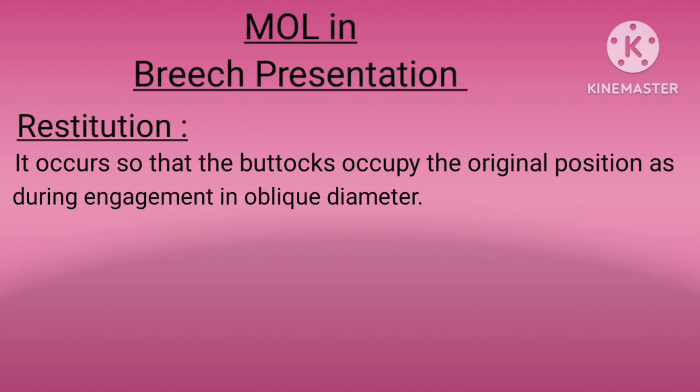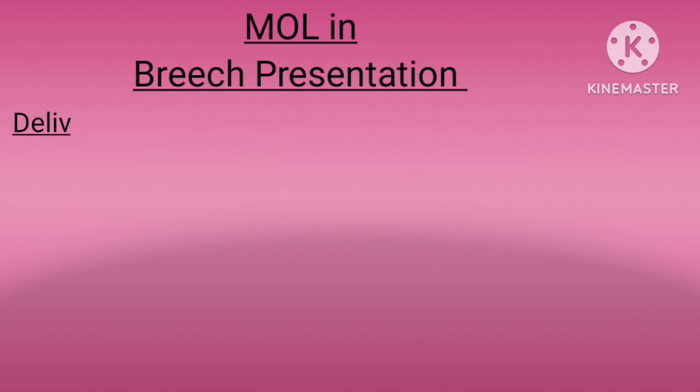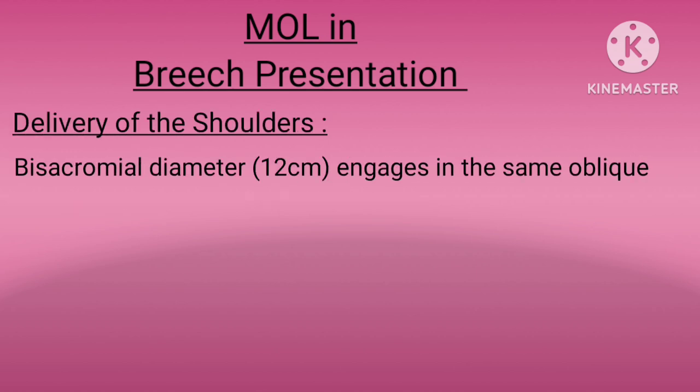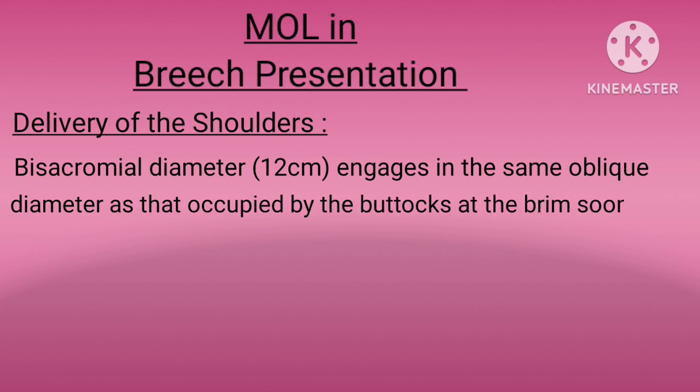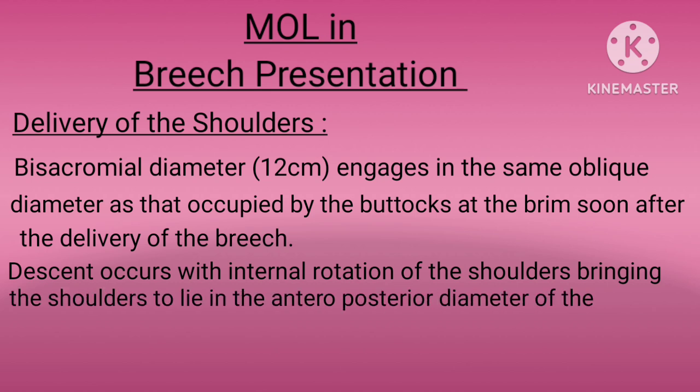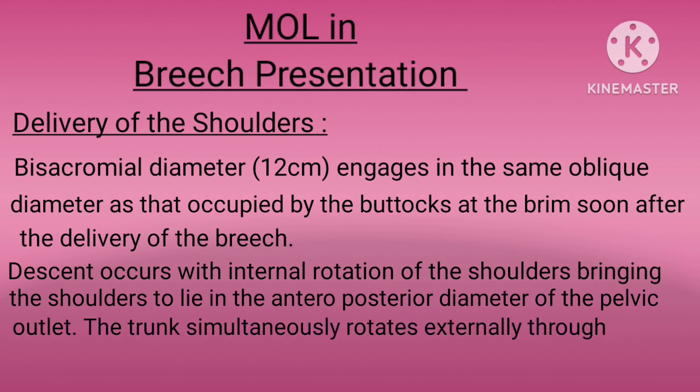After that, delivery of the shoulders. The first step is that the bisacromial diameter, that is 12 cm, engages in the same oblique diameter as that occupied by the buttocks at the brim, soon after the delivery of the breech. After that, descent occurs with internal rotation of the shoulders, bringing the shoulders to lie in the anteroposterior diameter of the pelvic outlet. The trunk simultaneously rotates externally through 1/8 of a circle.